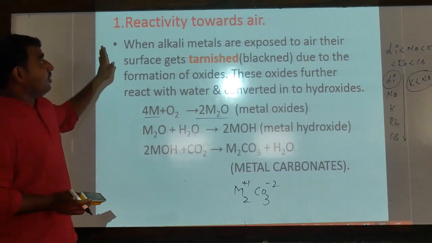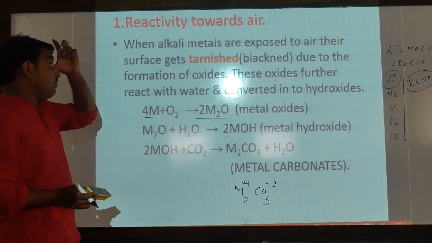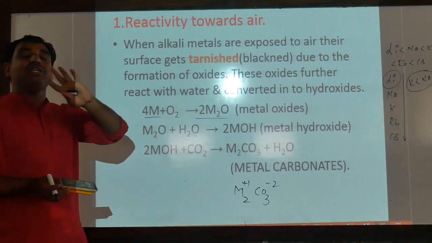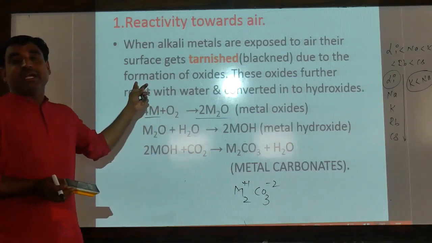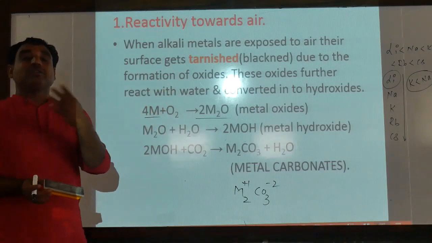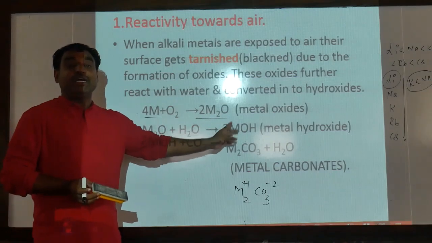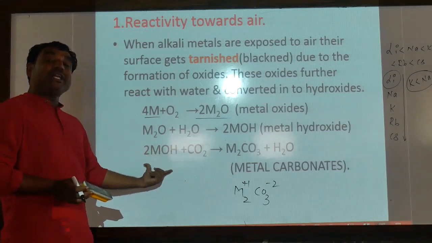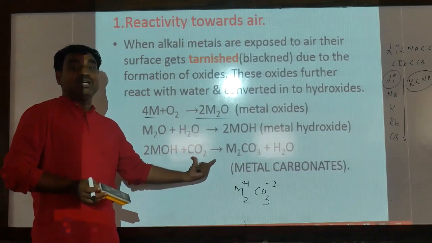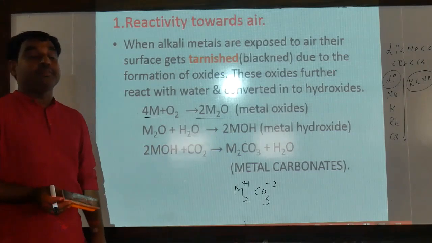So this is one more reactive nature, a chemical property of the first group elements. The point is that when the metal reacts with the air it will form the metal oxides. Those metal oxides react with the water to form metal hydroxides. Again, if the metal hydroxides react with the carbon dioxide, metal carbonates will be formed.